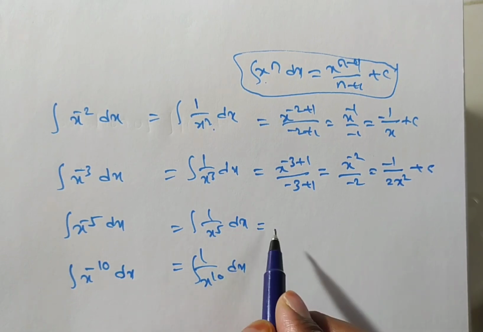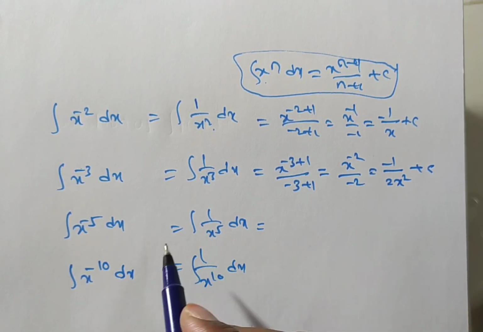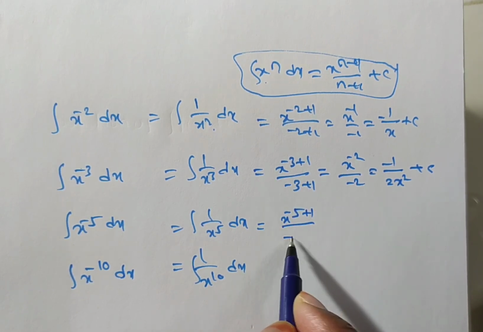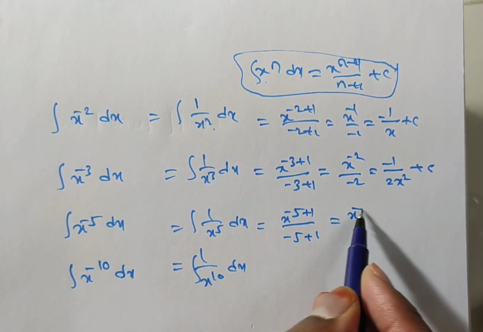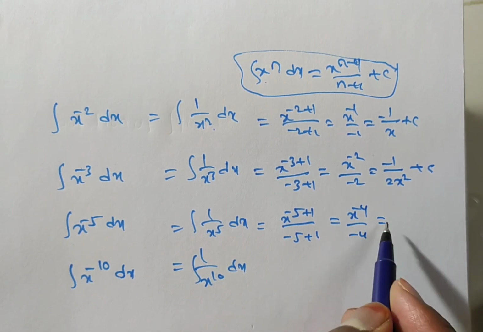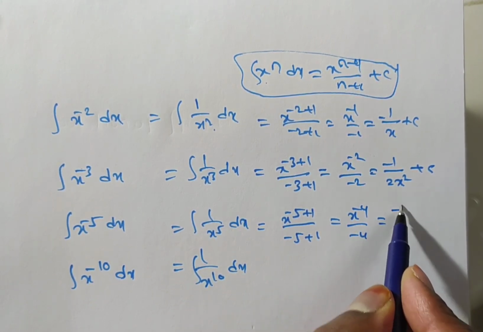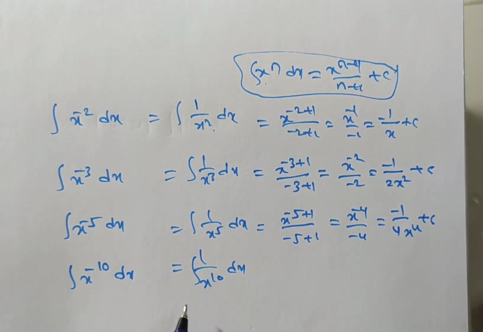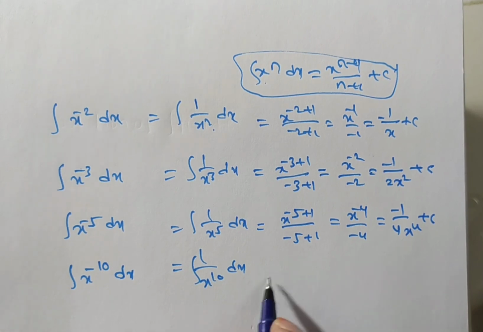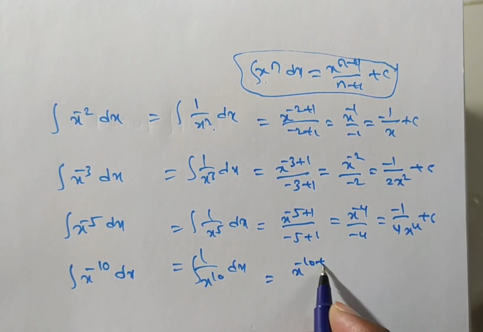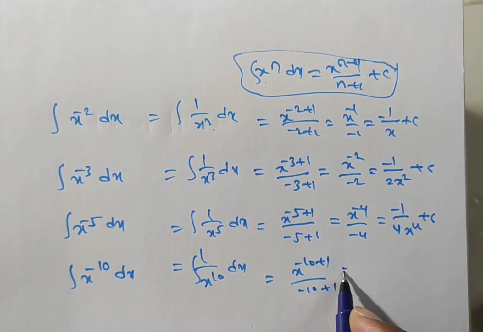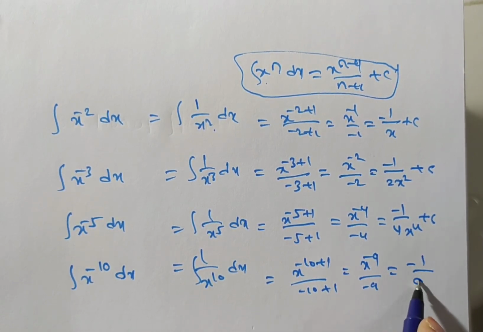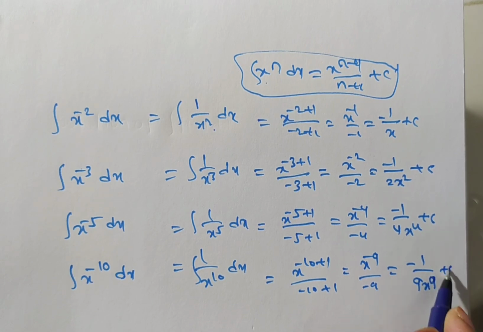Now x to the power of minus 4, that is 1 by x power 4, is x to the power of minus 4 plus 1 by minus 4 plus 1. So x power minus 3 by minus 3, that is minus 1 by 3 times x to the power of 3 plus c. Now you tell me, what about x power minus 10 similarly? This is equal to x to the power of minus 10 plus 1 by minus 10 plus 1. This is equal to x power minus 9 by minus 9. So you can write minus 1 by 9 times x to the power of 9 plus c.